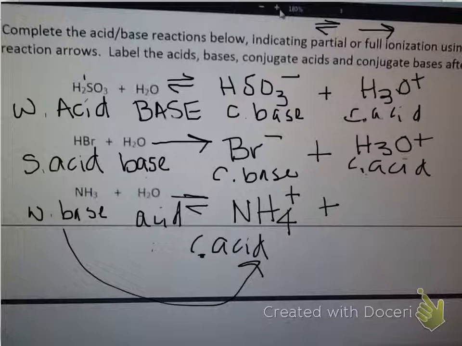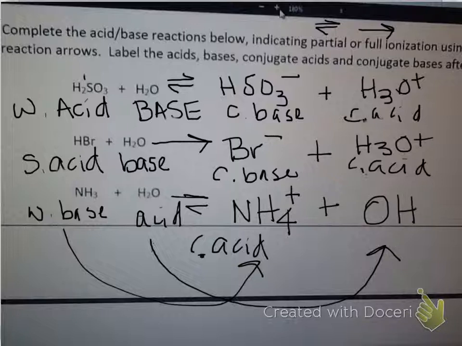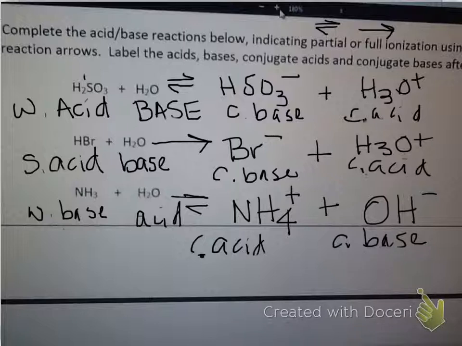So water this time is going to be an acid. Acids lose protons. So H2O becomes OH minus, hydroxide, which we know is a base. So this is the conjugate base of our acid. So here we go. Now we have our final reaction. The weak base plus acid equals the conjugate acid plus the conjugate base.